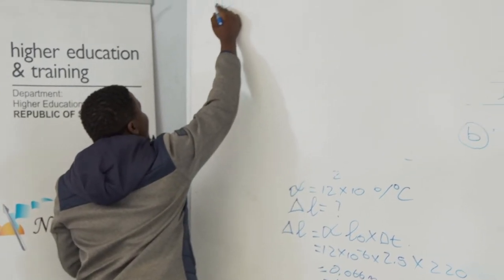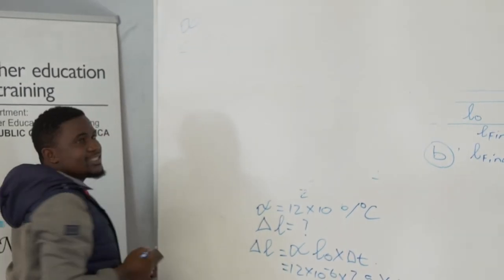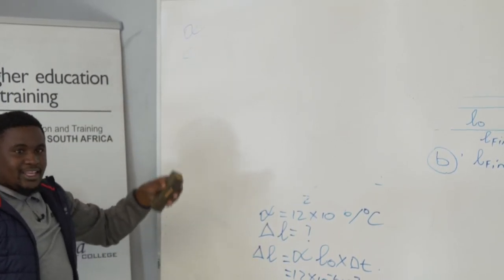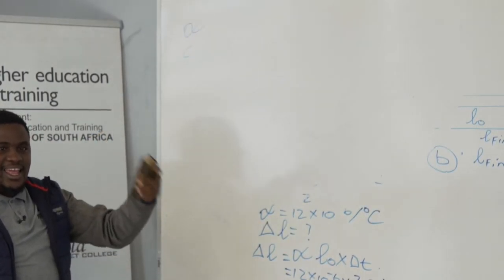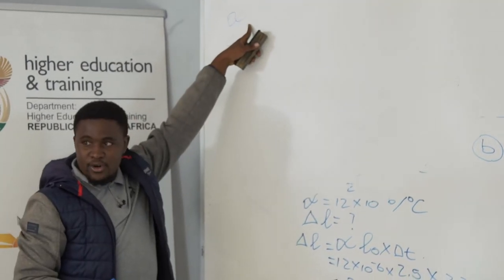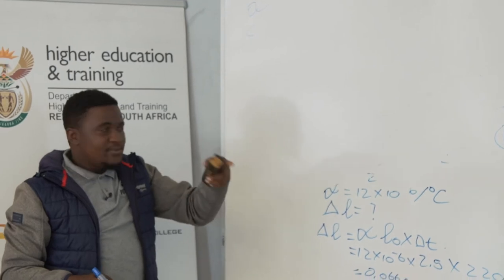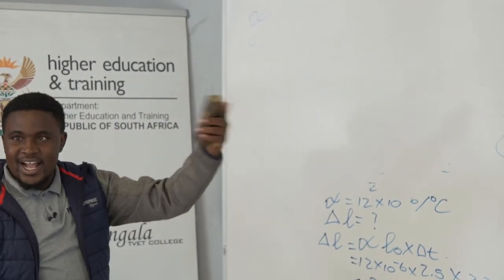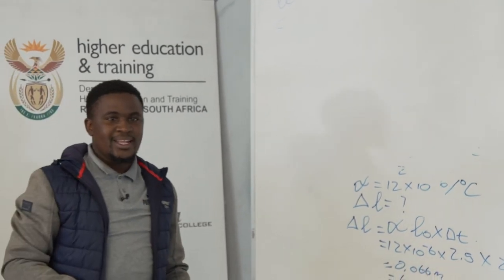We are having our alpha, we are having our C. This alpha and this C are constant. What did we say? Each and every material has its own coefficient of linear expansion. Each and every material has its own specific heat capacity. You must keep that in mind.